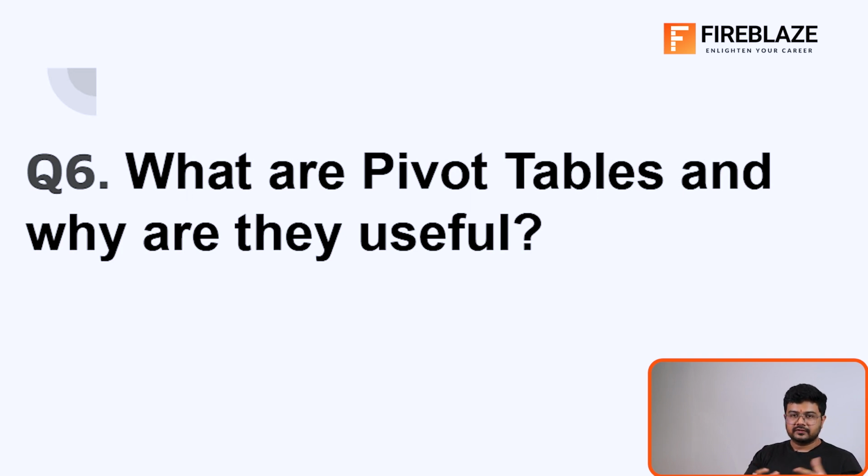We have a data set and we summarize just a few columns out of that data set and create a smaller table which is called a pivot table. So it is basically useful for summarizing the data and creating small summaries out of it. So that is how we answer this question.